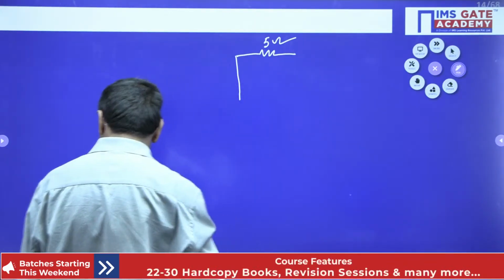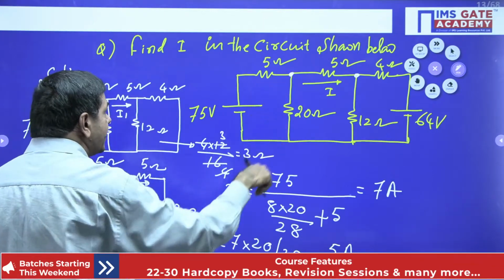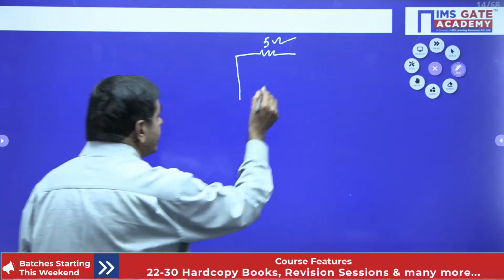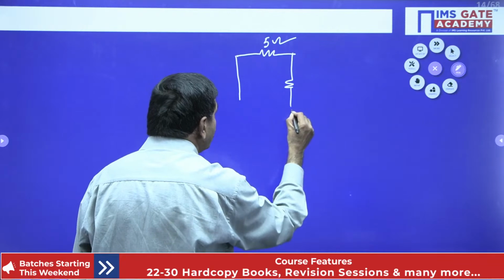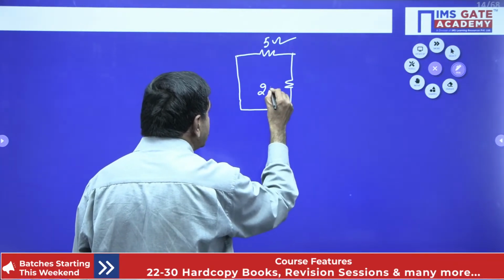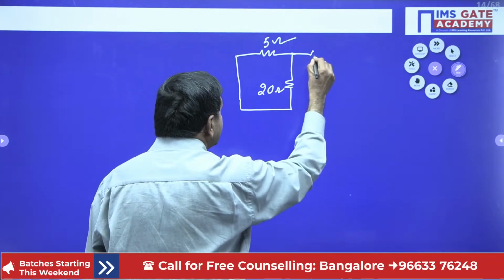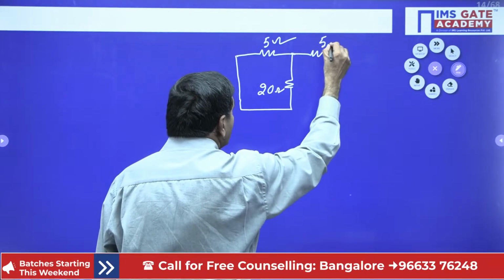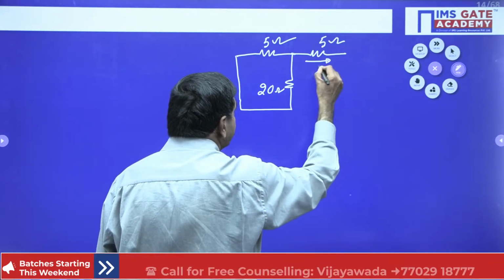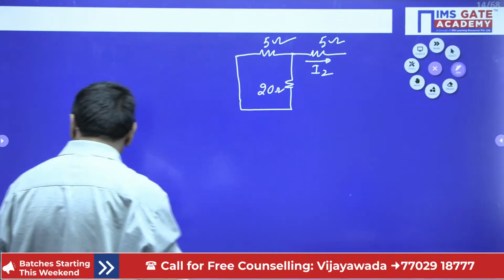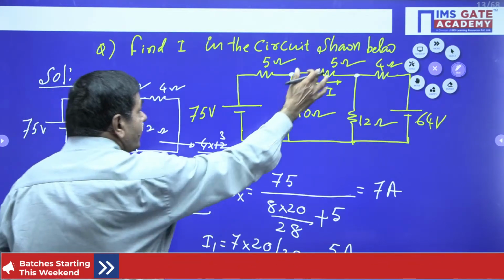This side I connected a 20 ohm resistor. I will connect as it is. This is a 20 ohm, and this side it is connected with a 5 ohm. This is I2, I can put here now. This current is I2. So check the 5 ohm, I2.